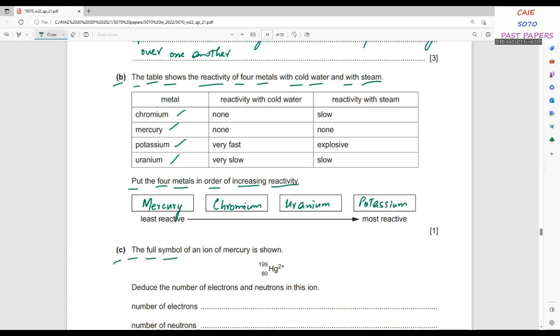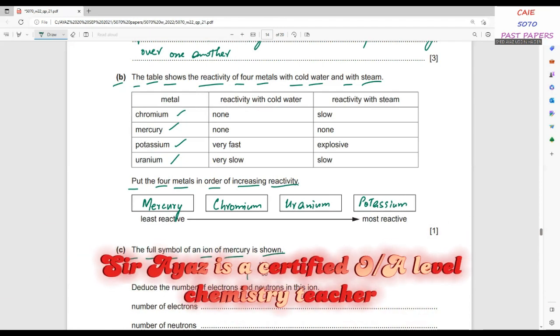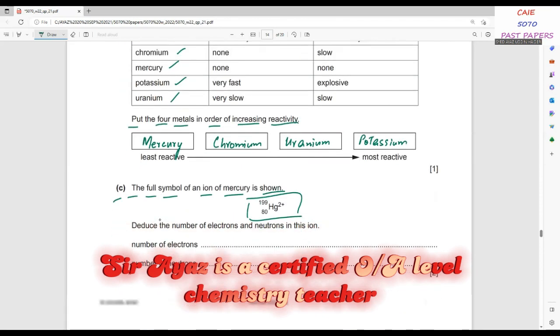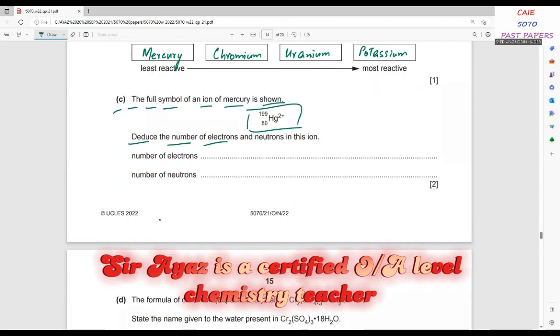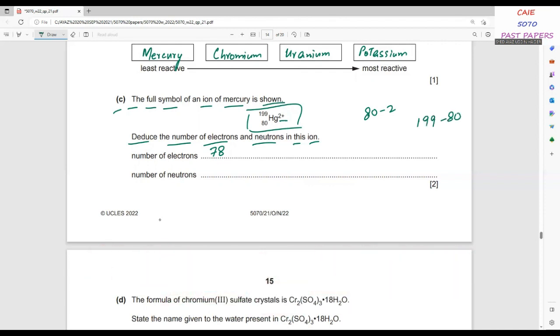The full symbol of an ion of mercury is shown. This is the full symbol for mercury ion, Hg2 plus. Deduce the number of electrons and neutrons in this ion. So 2 plus means it has lost 2 electrons. So you will subtract 2 from 80. 80 minus 2, you will get 78. So the number of electrons will be 78. What about the number of neutrons? You have to subtract 80 from 199. 199 minus 80, and you will get 119.